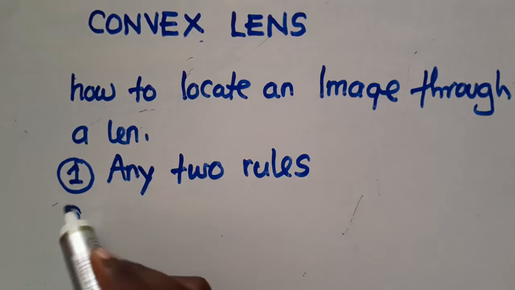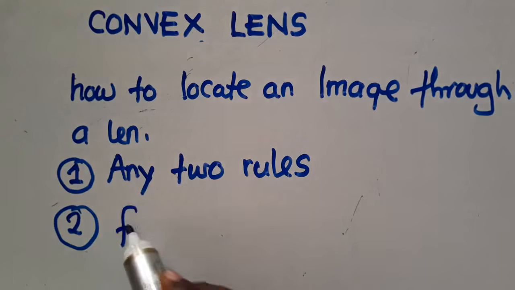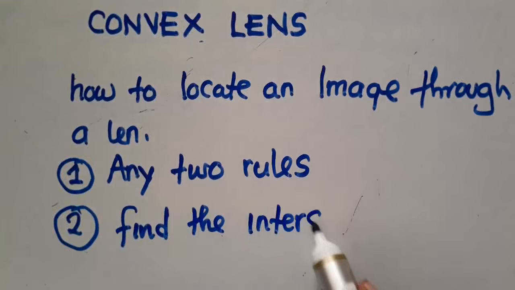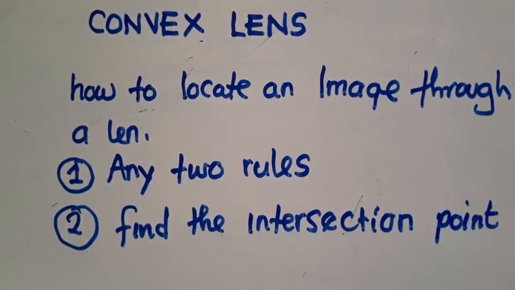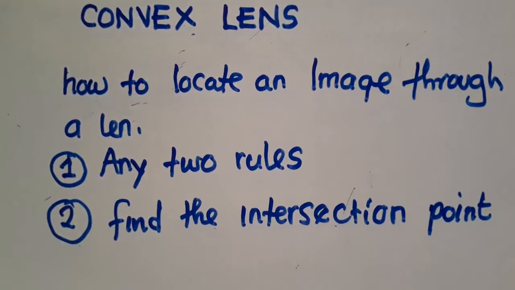Then the second thing, for you to locate an image, you need to find the intersection point, where the two rays are meeting or intersecting. This is what you need to know and understand. I want you to understand this better, so that you are even able to answer exam questions under this.